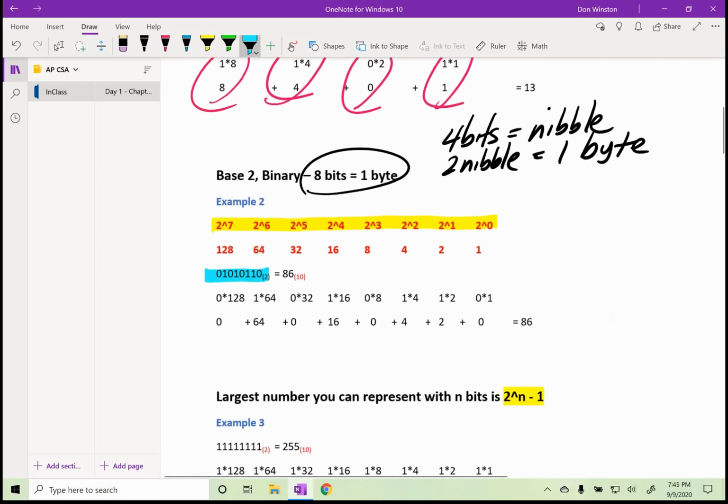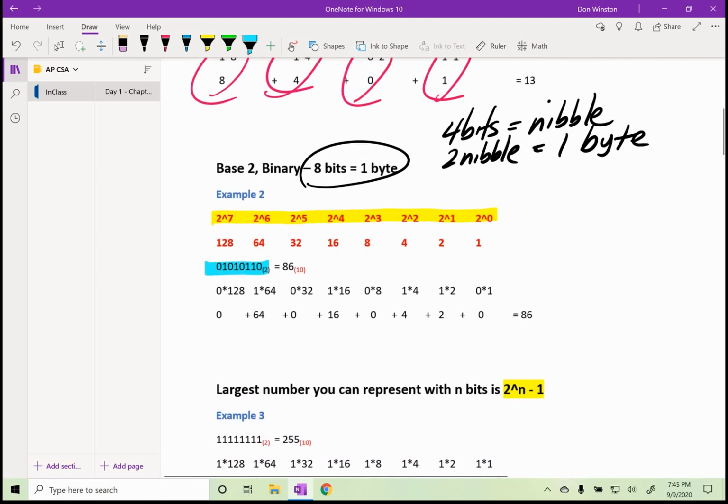So again, how do we do that? All right. We take the 0 and multiply it by 2 raised to the 7th, or 0 times 128. That's 0. We take the 1 and multiply it by 2 raised to the 6th, and that's 64. We take that 0, multiply it by 2 to the 5th, and that's 0. We take that 1 there, multiply it by 2 to the 4th, and that's 16.